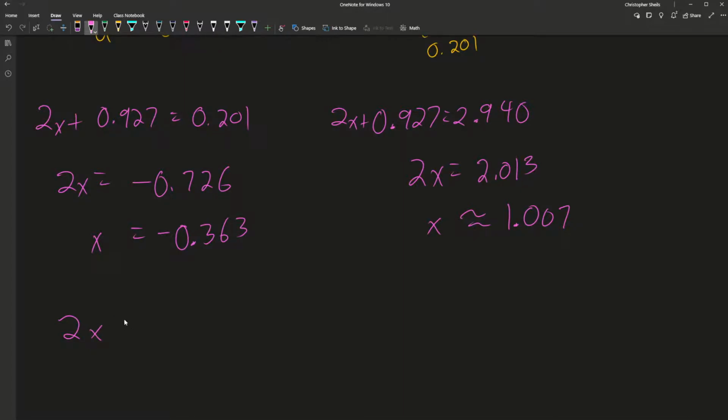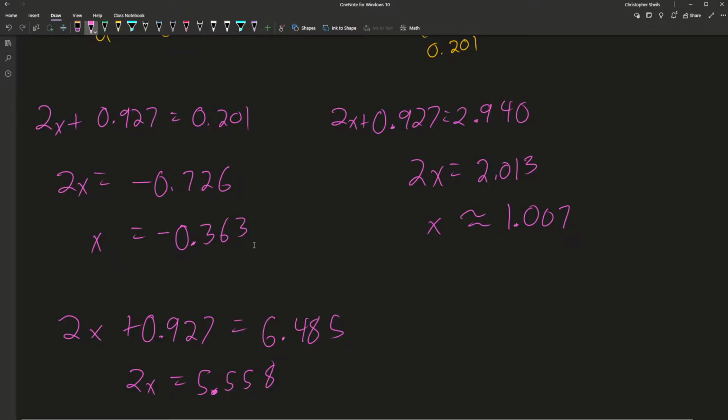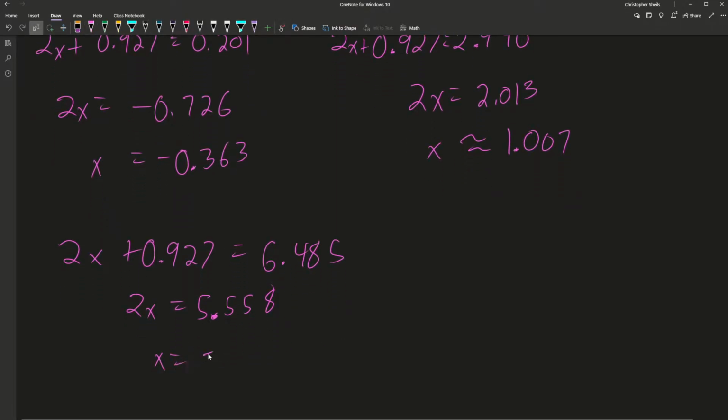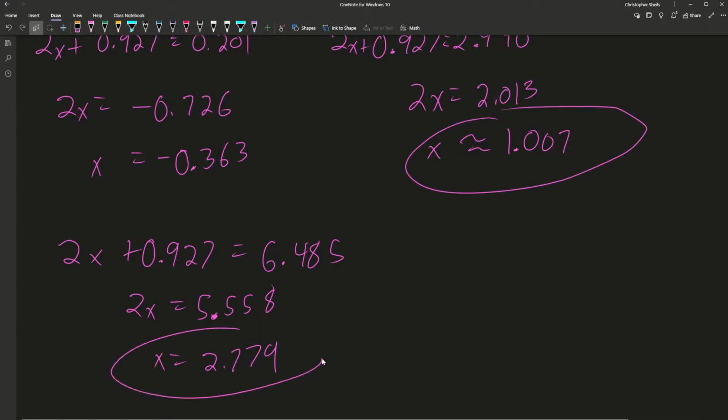So the last thing that we had to do was we had u equals 6.485. So 2x plus 0.927 equals 6.485. Subtracting 0.927 from both sides, we get 5.558. And dividing both sides by 2, we get x equals 2.779. So we eliminate that negative solution, and we just keep these two positive solutions as we were asked for in our problem statement.